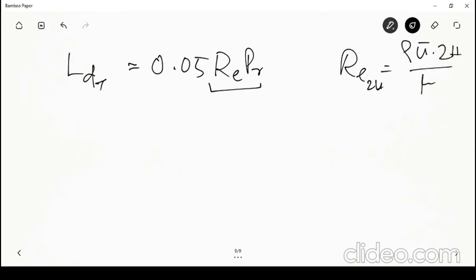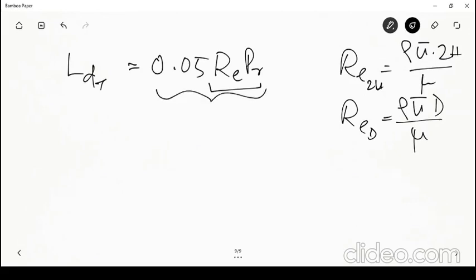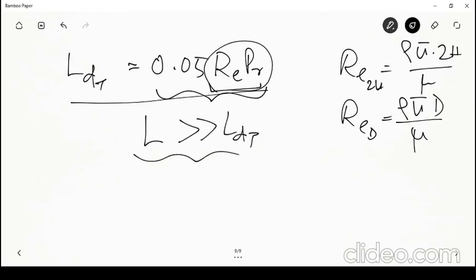So in the case of a parallel plates channel, this Re will be Re 2H, which is rho u bar into 2H by mu. In the case of circular pipes, it will be Re D, which will be rho u bar d by mu. So this will be the thing that you will get. The development length can be estimated for thermally fully developing flow as 0.05 times Re Pr. Interestingly, the power of the Pr does not change with Reynolds number; it just remains Re Pr together. So the thermally developing length can be estimated by this.